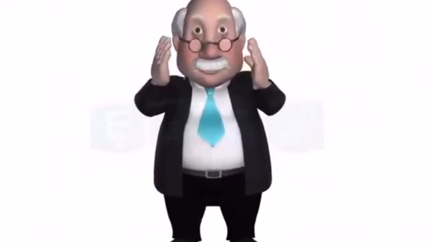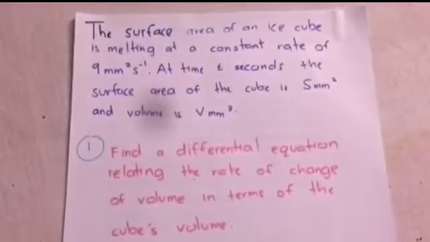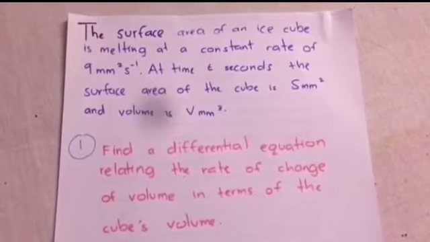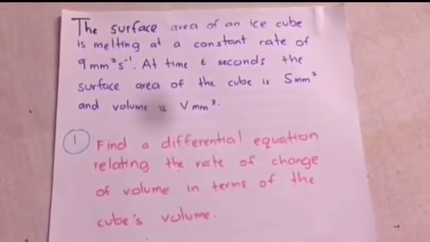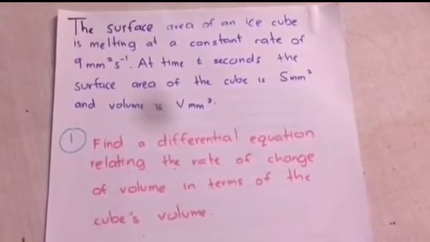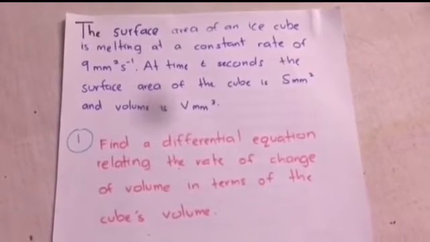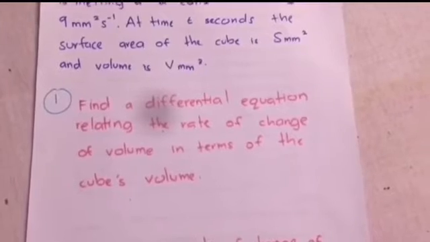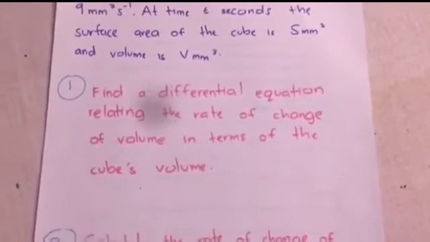Seriously, pay attention. This is important. So now I want to read the question. The surface area of an ice cube is melting at a constant rate of 9 mm squared per second. At time t seconds, the surface area of the cube is S mm squared and the volume is V mm cubed. The question is, find a differential equation relating the rate of change of volume in terms of the cube's volume.